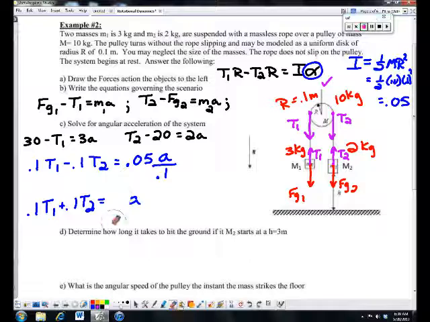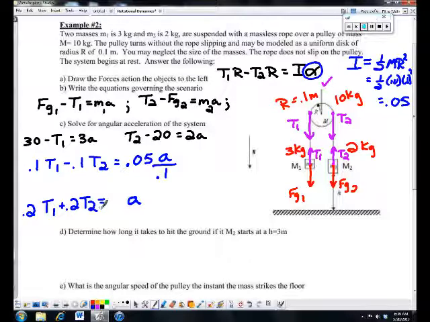First thing I'm going to do is multiply everything by 2 here. So I'm going to get A equals, and if I multiply by 2 here, that's going to be 0.2 and 0.2. So I'm going to write that. So 0.2 T1 plus 0.2 T2 equals A. So I've got 3 equations, 3 unknowns. I should be able to now solve this. It's still going to take a little bit of time, not a ton.